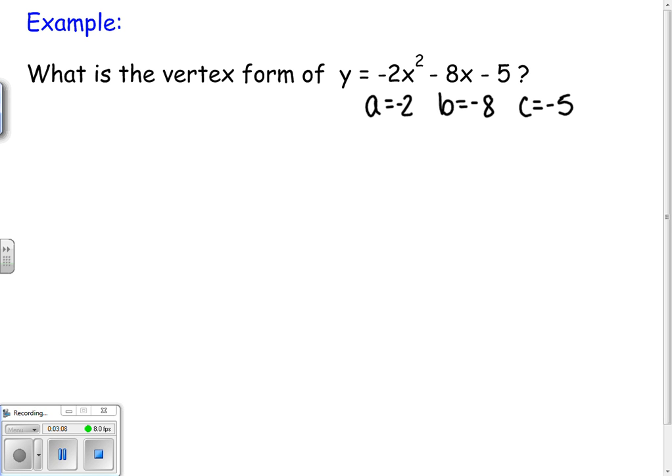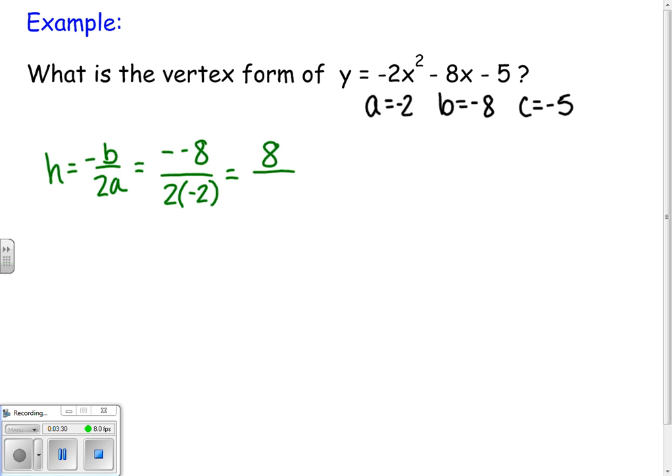We're going to find h first. To find h, we do negative b over 2a. And be careful with your signs. They can get lost. It's negative b, so I'm going to start with a negative, but my b is negative. So I end up with a negative, negative 8, which I'll fix in a second. On the bottom, it's 2 times a, which is negative 2. Negative, negative 8 is positive 8. And on the bottom, 2 times negative 2 is negative 4. So I find that h is negative 2.